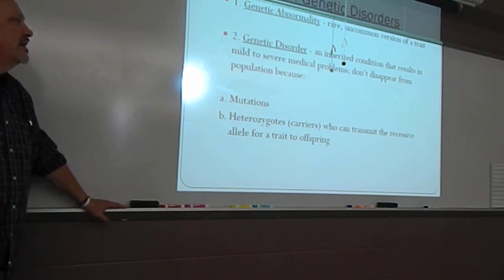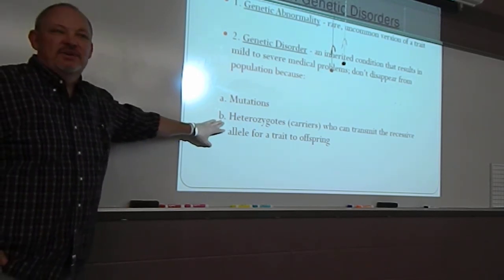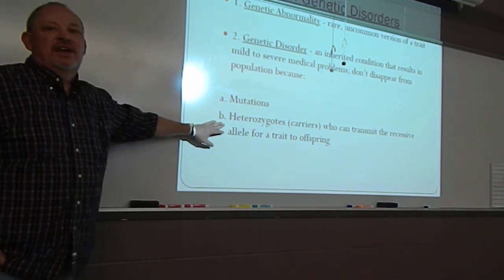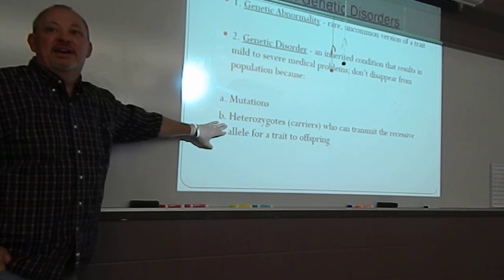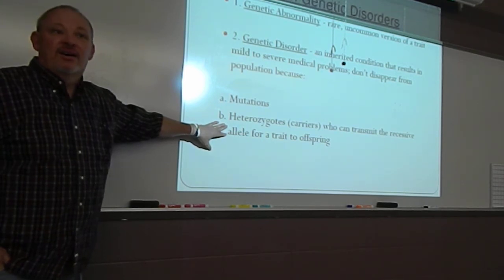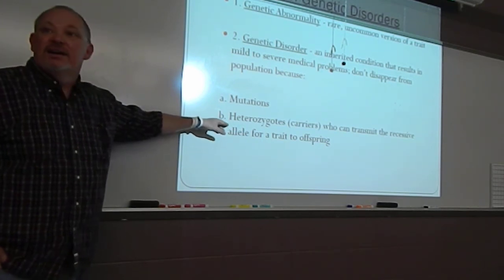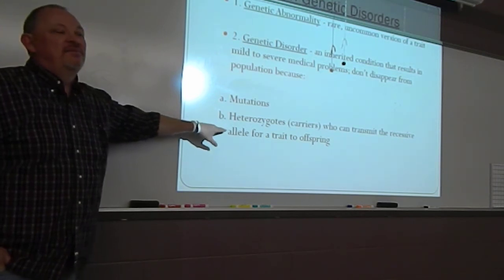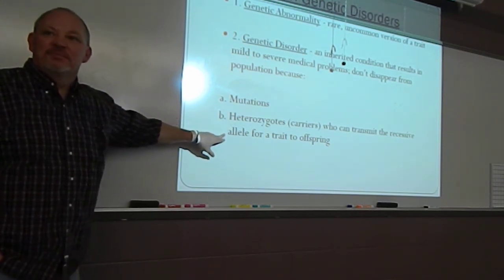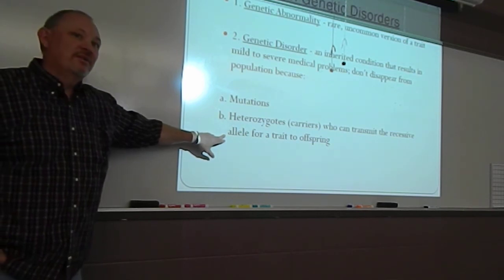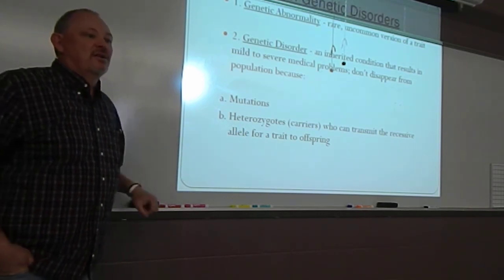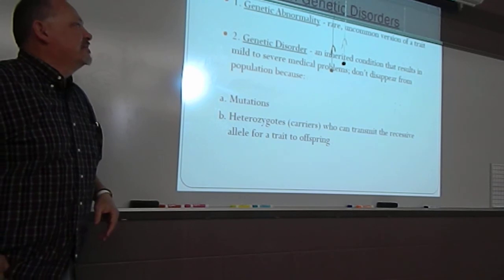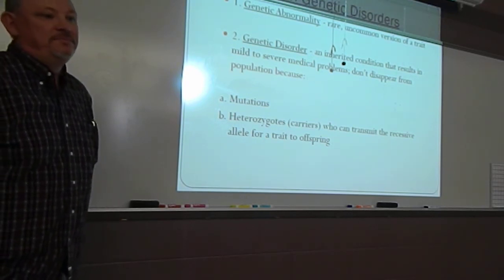And since we're heterozygous, we know that the genotypic ratio is 1 to 2 to 1, the 2 being the heterozygous condition. So half of those individuals in the population could possibly be carrying a disorder. So it is something to think about.